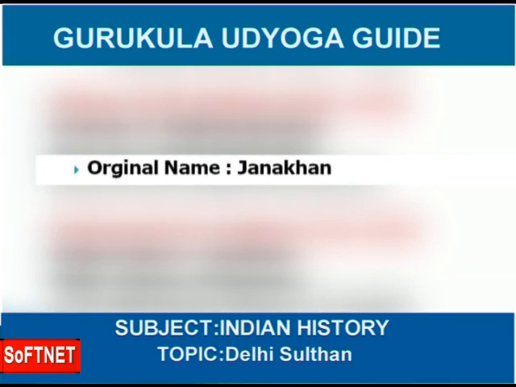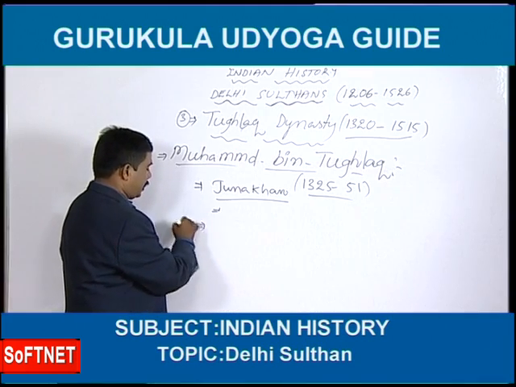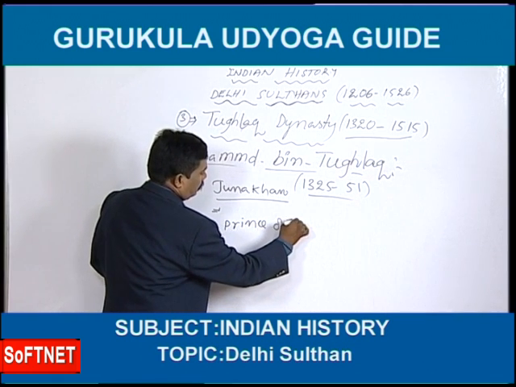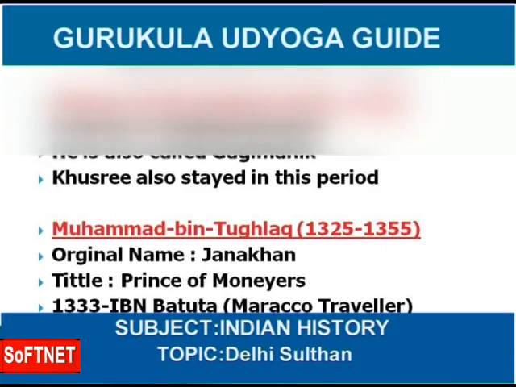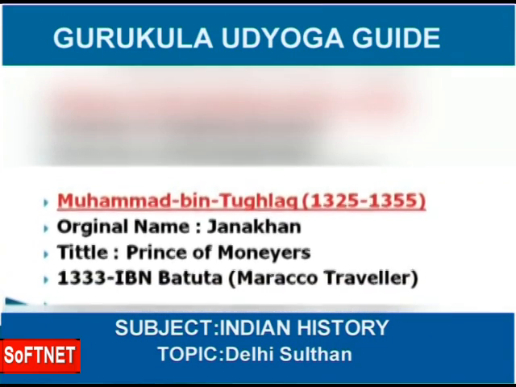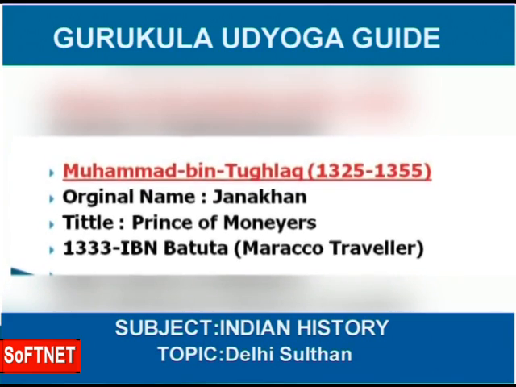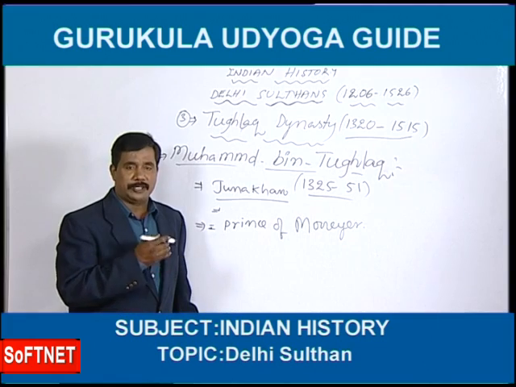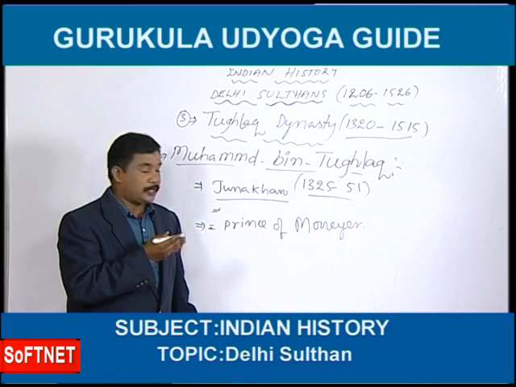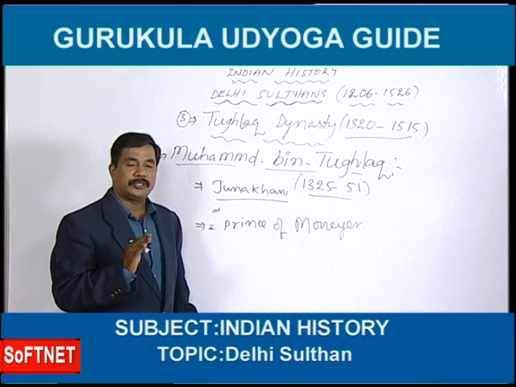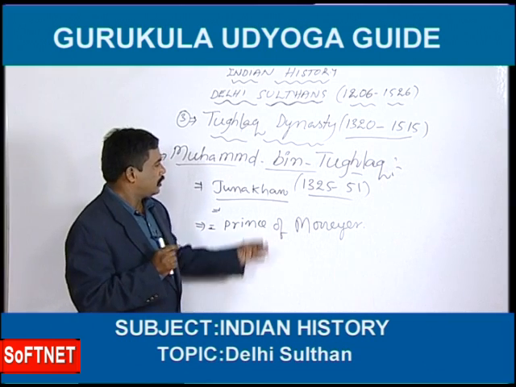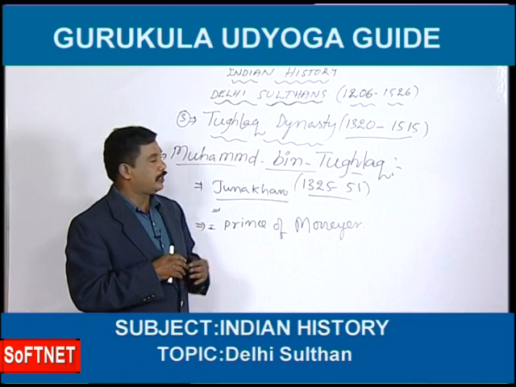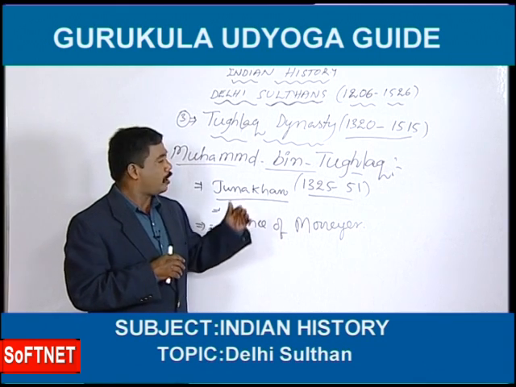He was also called Prince Juna, and he had the title Prince of Money-er. Actually, he was the most intelligent and most educated. He knew mathematics, logical science, Arabic, Persian, so many languages. He was an intellectual, but because of some decisions and their results, he became the most controversial sultan among all Delhi sultans.